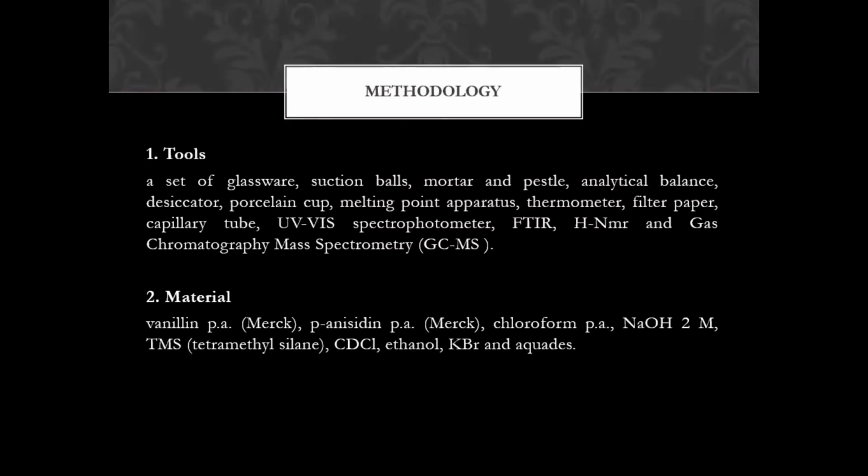Methodology. Number 1. Tools: a set of glassware, suction valves, mortar and pestle, analytical balance, desiccator, porcelain cup, melting point apparatus, thermometer, filter paper, capillary tube, UV spectrophotometer, FTIR, HNMR, and GCMS. Number 2. Materials: vanillin, p-Anisidine, chloroform, NaOH, TMS, CDCl3, ethanol, KBr, and aquadest.